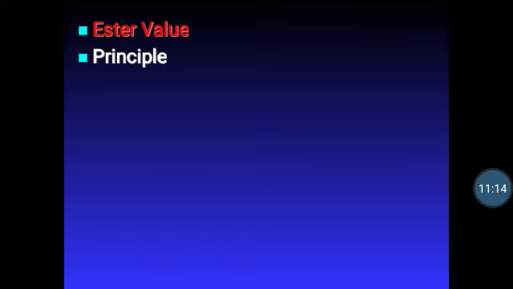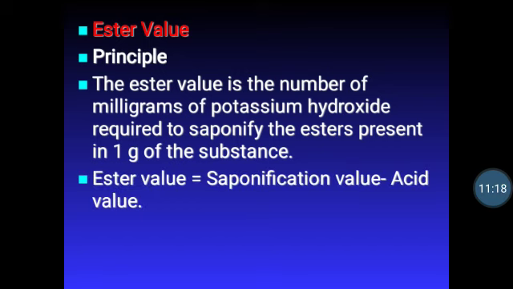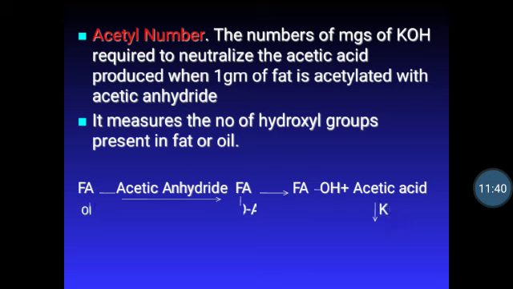Next point, ester value. Definition of ester value: it is the number of milligrams of potassium hydroxide required to saponify the ester present in 1 gram of substance. Ester value is equal to saponification value minus acid value. Then next point, acetyl number.